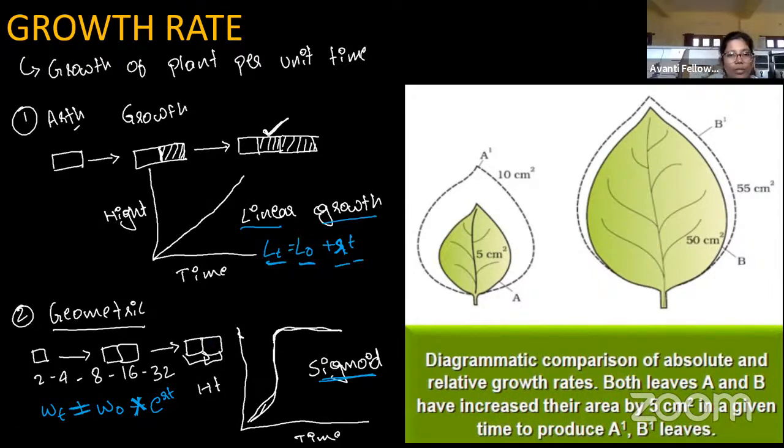So this is the difference between linear growth and sigmoid growth. And finally, we are going to understand the growth rate this way: how much the plant has grown, and whether the plant has a linear growth or sigmoid growth, everything we are going to understand by this. Is it clear? Give a thumbs up if it is clear. Yes, give a thumbs up please quickly so that we can continue.